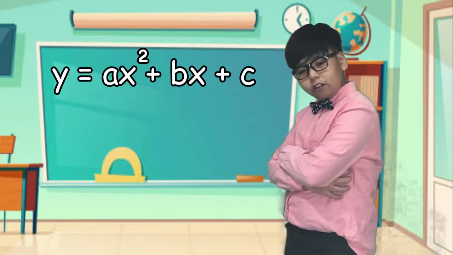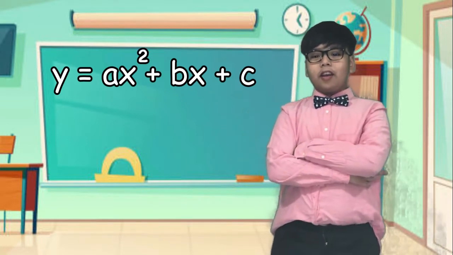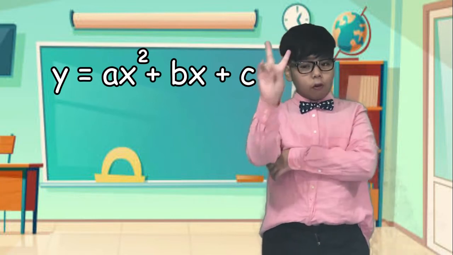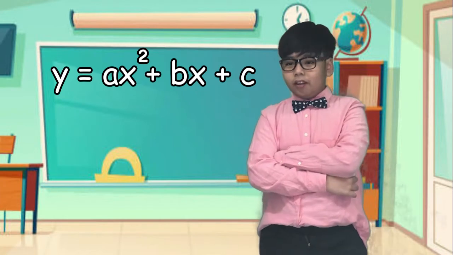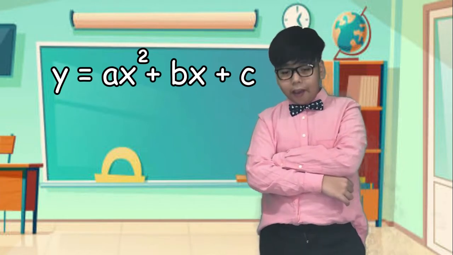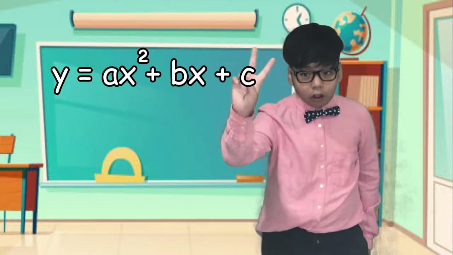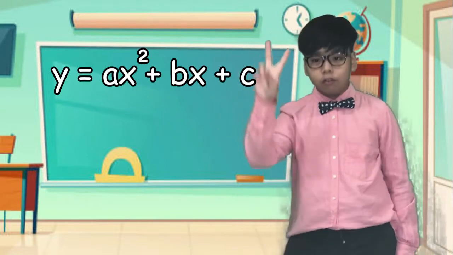Now, this is something to know about quadratic functions. The degree a variable can have in order to be a quadratic function is 2. The highest degree for a variable cannot be lower than 2 or higher than 2. It must be exactly 2. Dos, dalawa. Yes, only 2.